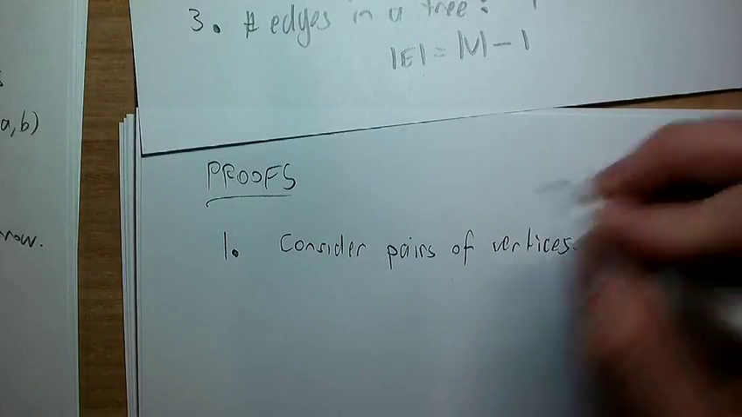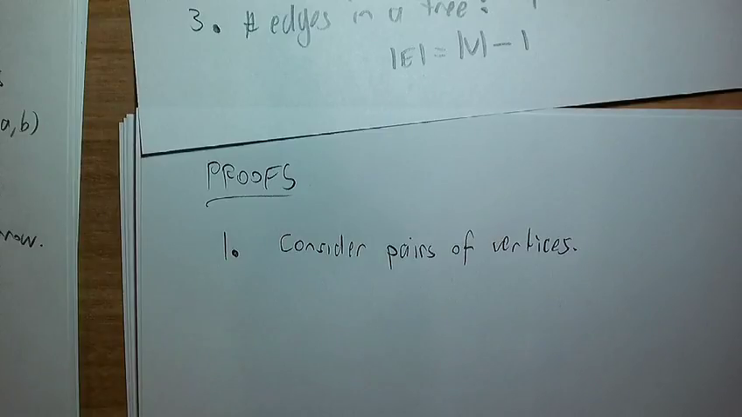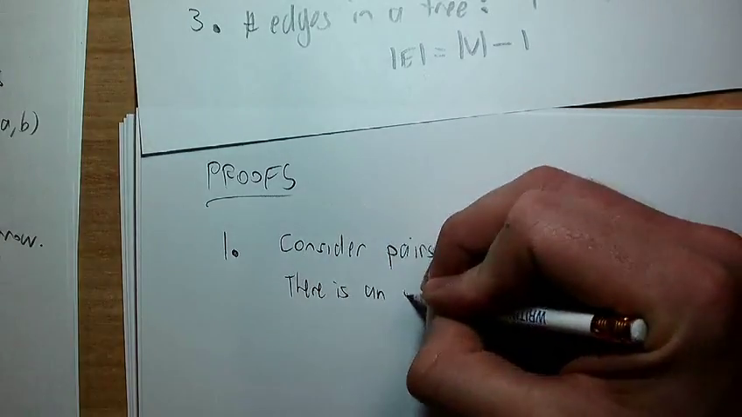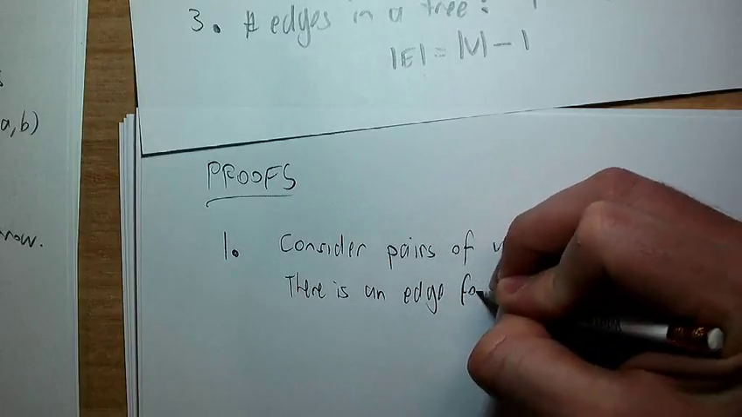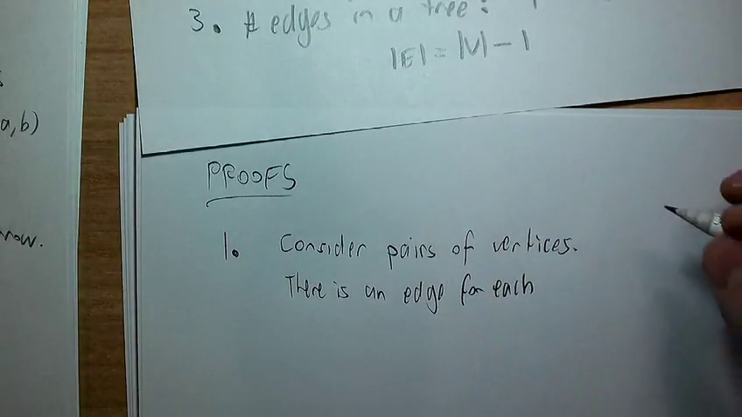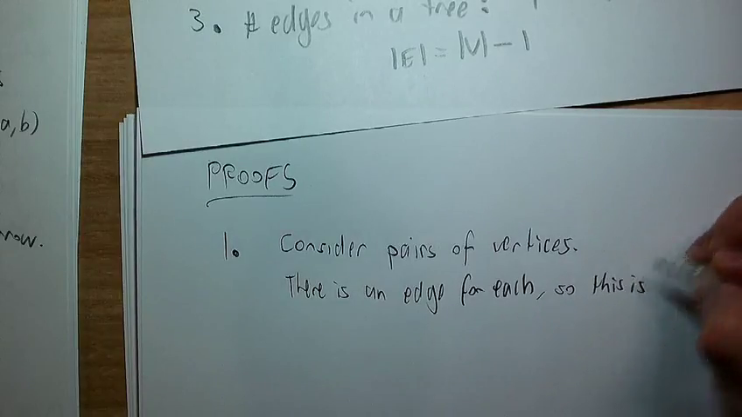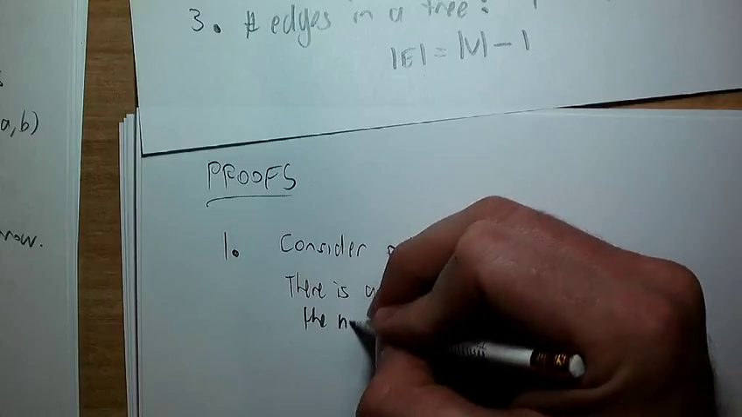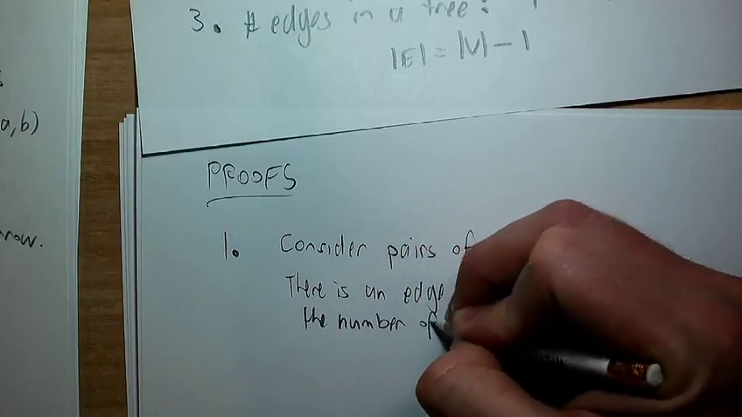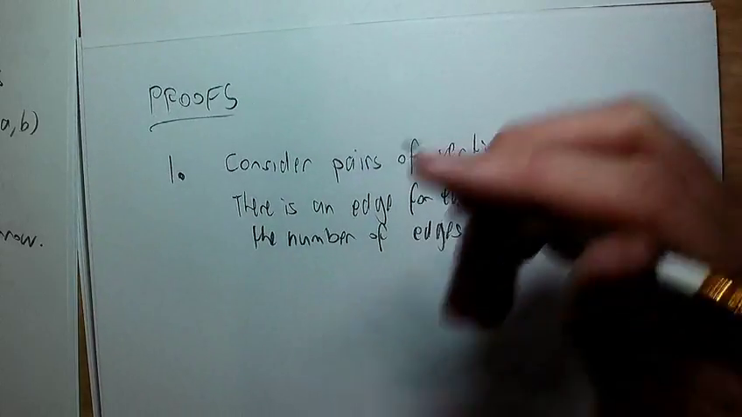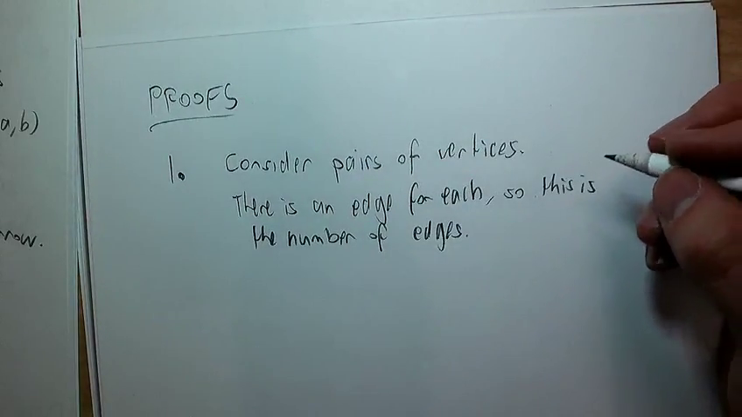Consider the pairs of vertices. There's an edge between every pair of vertices, so that must be the number of edges. There's an edge for each. So we'll count how many pairs of vertices there are.